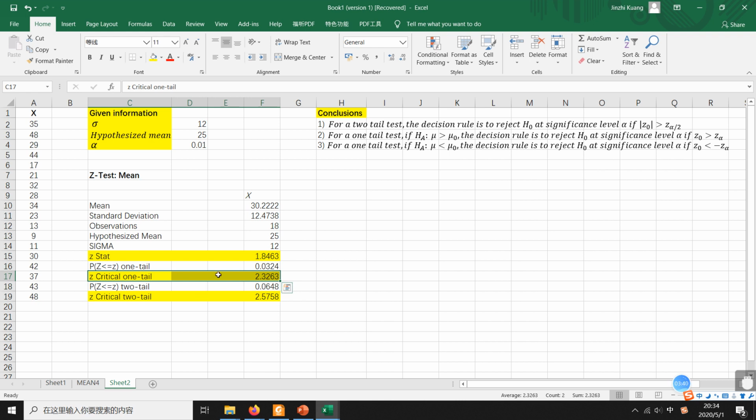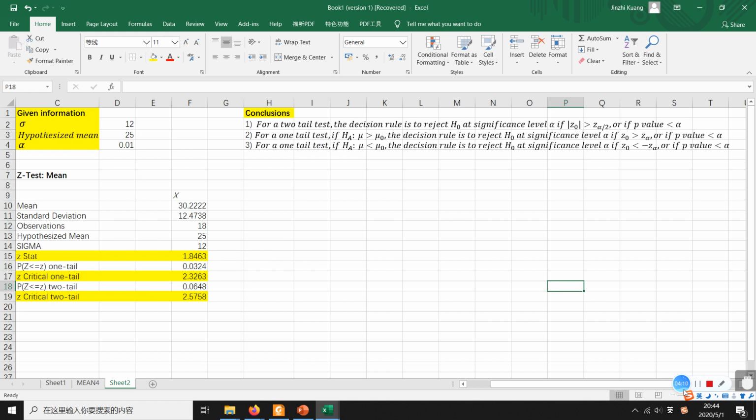And thirdly, for a one-tailed test, if the alternative hypothesis is that the population mean is smaller than the hypothesized mean, the decision rule is to reject H0 at significance level alpha if the z-statistic is smaller than negative z-critical value for one-tailed. In this case, H0 is also not rejected under the third circumstance.